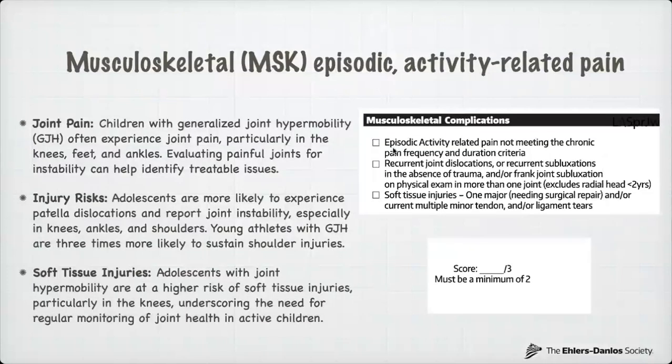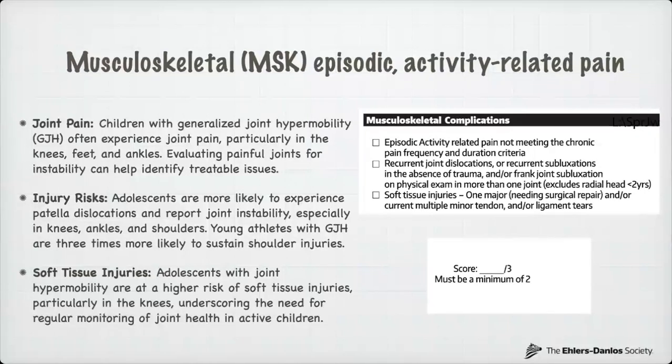Next one is musculoskeletal complications. So here they discuss 3 major domains such as joint pain, injury risks, and soft tissue injuries. So the first one is episodic activity-related pain. Second one is recurrent dislocation or subluxations in the absence of trauma, and soft tissue injuries. And here they distinguish between one major injury that needs surgical repair or recurrent multiple minor tendon or ligament tears.